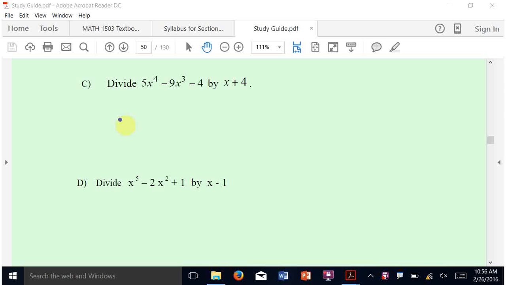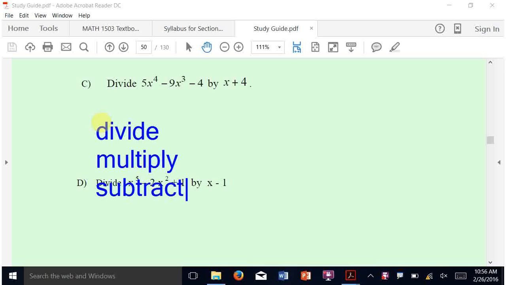regular polynomial long division. Okay, well, what are the steps to polynomial long division? Well, they're very similar to long division when dealing with numbers. You're going to divide, you're going to multiply, and then you're going to subtract. And you're going to repeat these three steps over and over until you get your answer. So what exactly do these steps mean? Well, let's see them in action by doing a problem from the study guide.